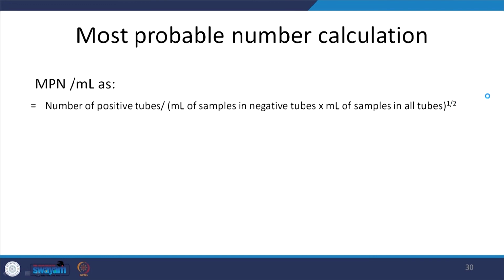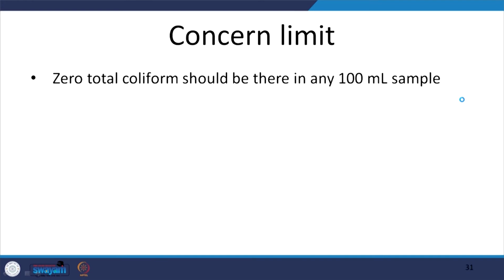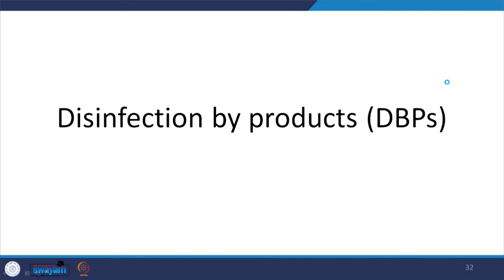So, the estimation technique, we already covered that. If not, another way is the number of positive tubes divided by the square root of the product of the volume of sample in the negative tubes and the volume of sample in all tubes. So, this is another way to get the MPN number. As we mentioned, what is the limit I need to be concerned about? It has to be 0 in any 100 ml sample.